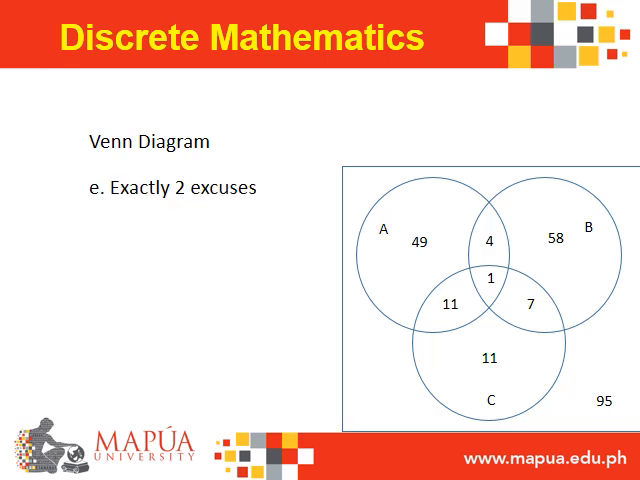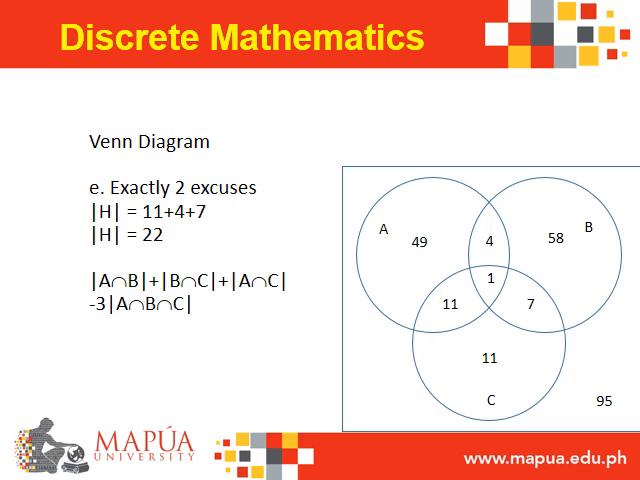In evaluating then letter E, whereby we are asked to determine the number of students who exactly used 2 excuses, that would only mean the following values. You have the 4 here, the 7, and the 11, amounting to a total of 22, with a given particular cardinality notation equal to this particular expression.